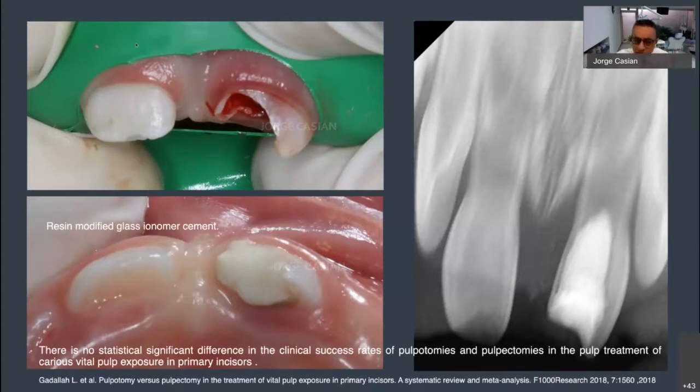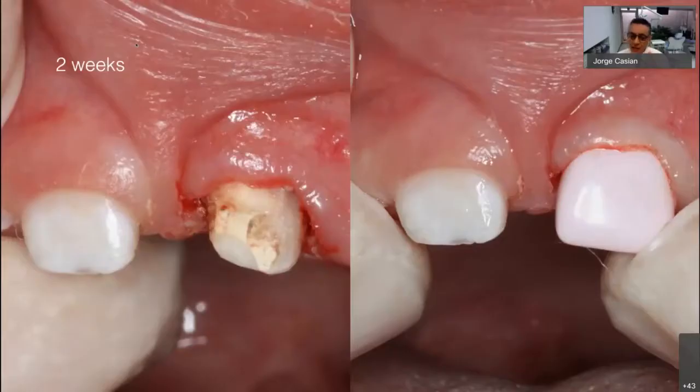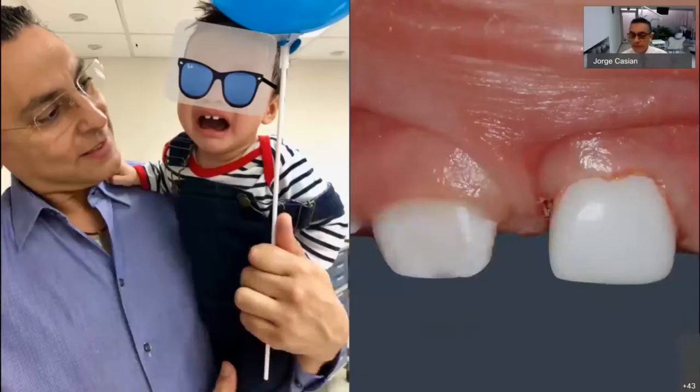Her mother was holding him, singing to him. A couple of weeks later, they came back. I did a preparation to place a crown, and after testing a pink trying crown, the zirconia crown was cemented with some resin-modified glass ionomer cement.